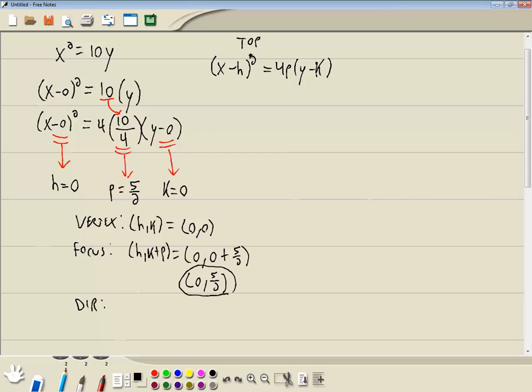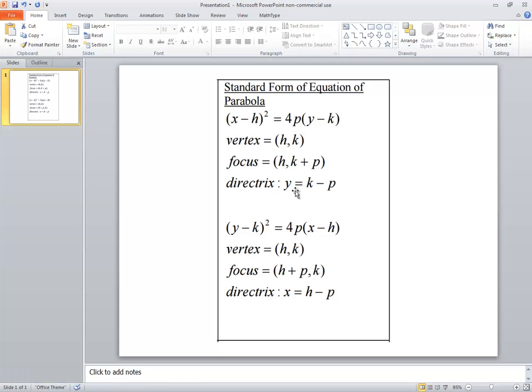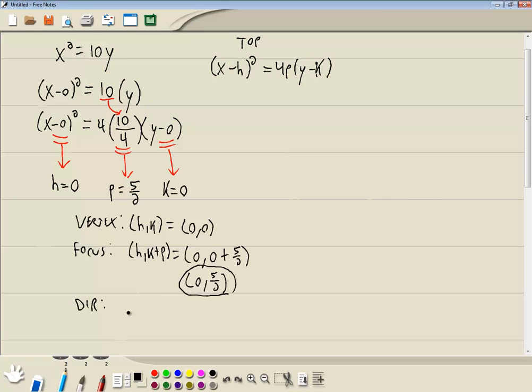Now we're working with our top formulas, so our directrix is y is equal to k minus p. Well, k is 0, so we got y is equal to 0 minus p, which is 5/2. So we get y is equal to negative 5/2.